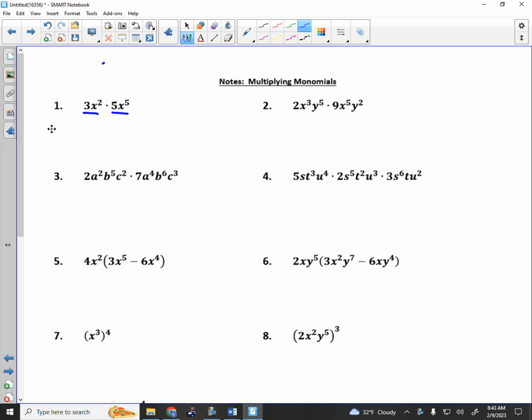And when you multiply two monomials together, all we have to do is just multiply the coefficients to get 15. And then what do we do to the exponents? And you get x to the 7th. So that'll be the first thing you'll be asked to do on the test. Why don't you try number 2 on your own? Go.